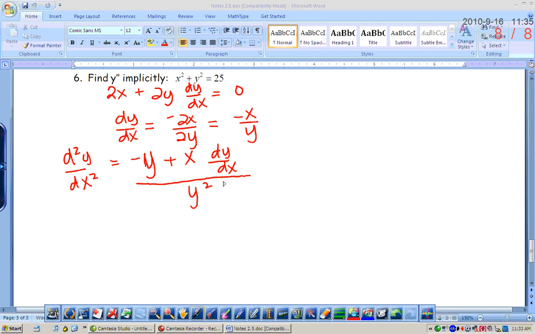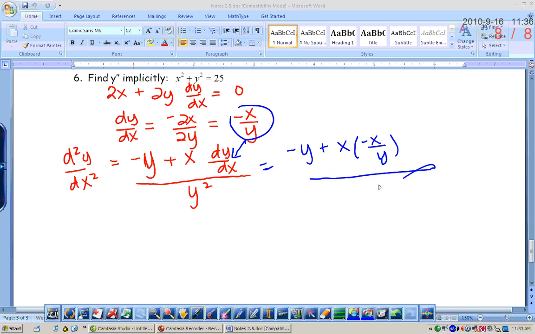Now, when you take a second derivative, you can't have the first derivative in your answer. But what does dy/dx equal? Negative x over y. So I'm going to plug the negative x over y in for my dy/dx. So I have negative y plus x times negative x over y, all over y squared.